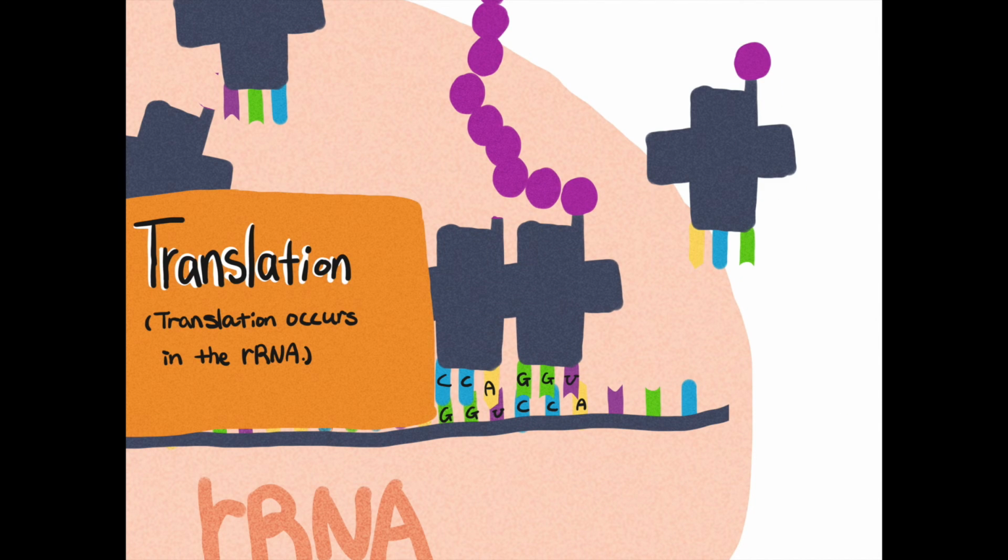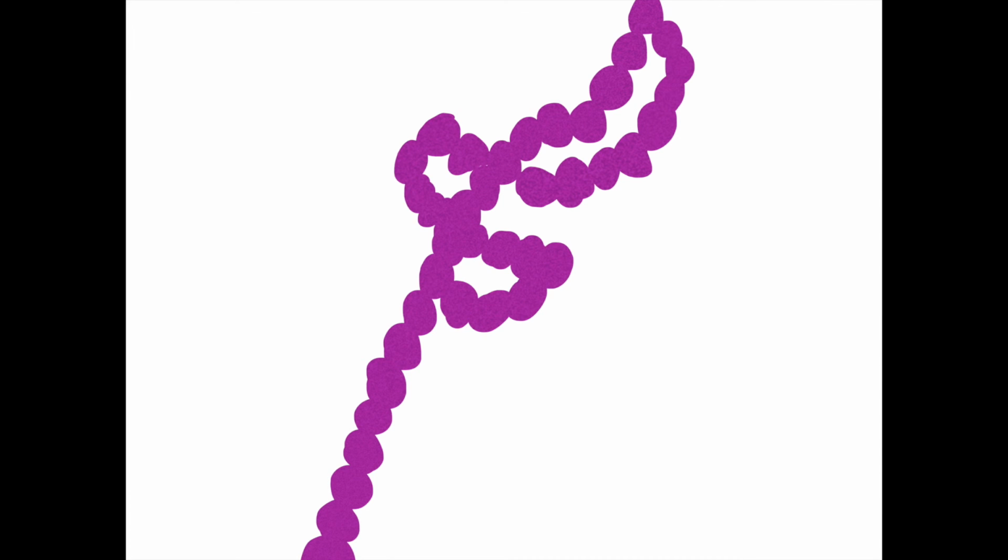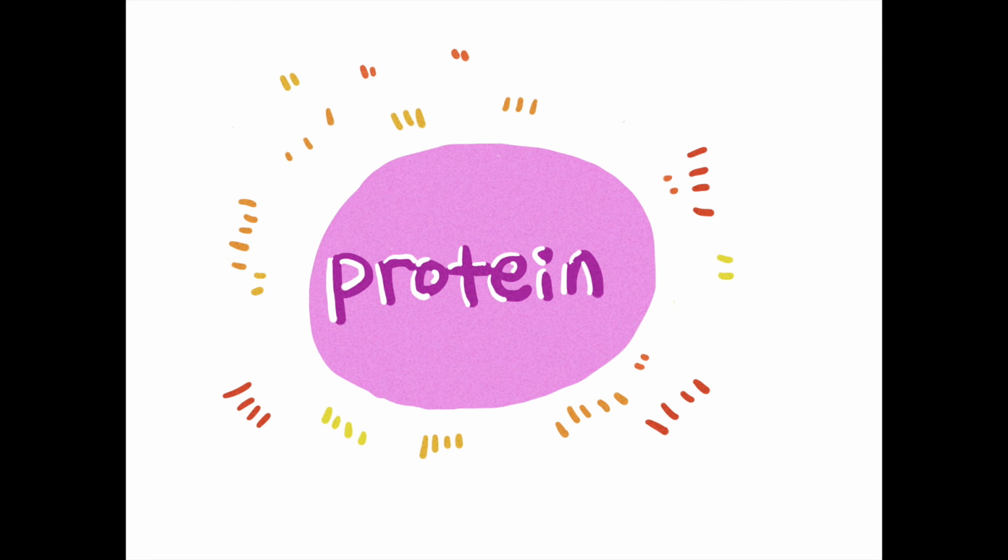The chain begins to fold into spirals, which then folds into a complex 3D shape to form a protein. Sometimes this protein has more than one polypeptide chain.